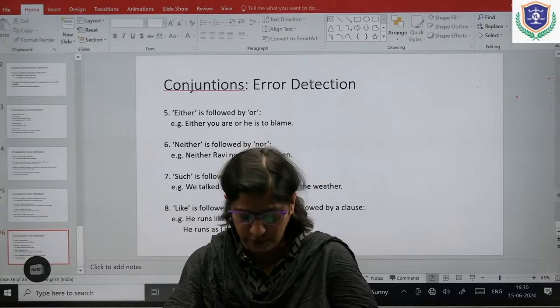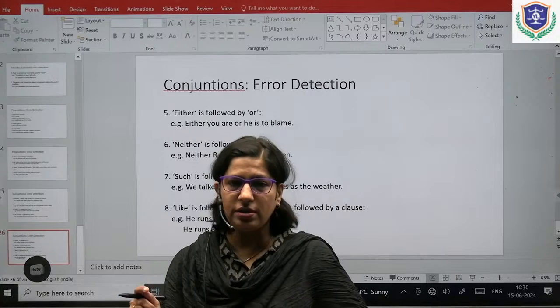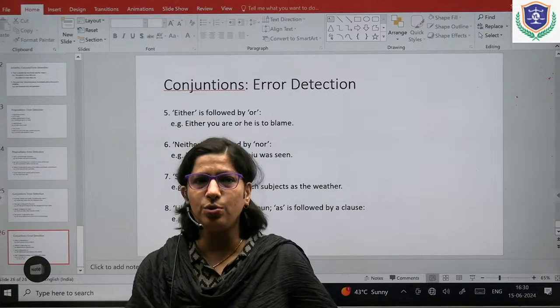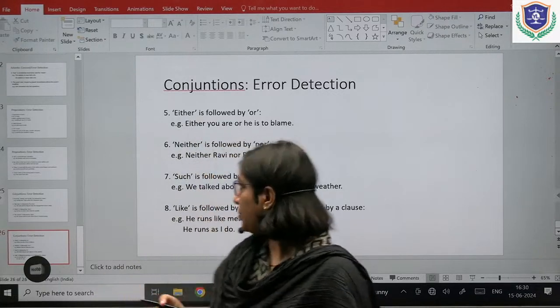I've already told you it is Objective English written by Dr. R.S. Agarwal. And the other one, as I told you, is a book by Tata McGraw-Hill, again called Objective English. So you can use these.